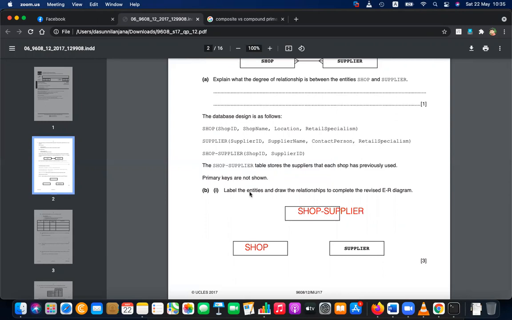Okay. Shop and shop supplier. Then you can use the crow's foot notation, same crow's foot notation. And you can just link this to this one, and this to this one. We have just split out this many to many relationship. So in crow's foot notation, you can say this is the many side. Shop has many shop suppliers, and supplier also has many shop suppliers.